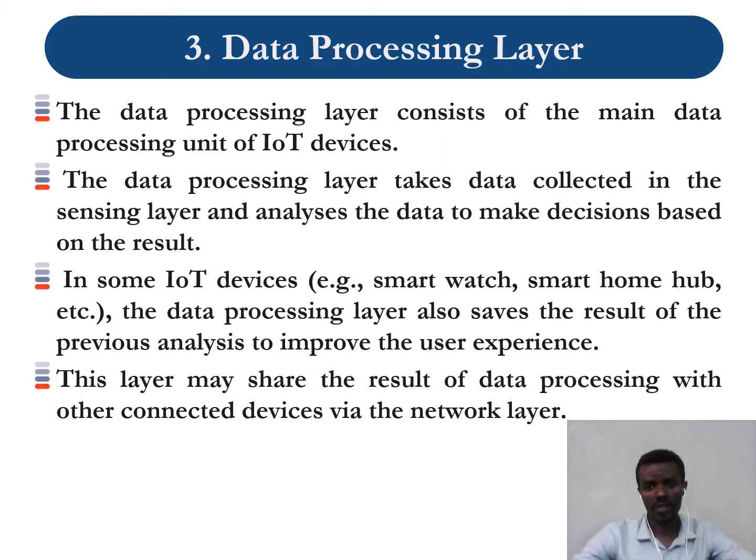In some IoT devices, for example, a smartwatch or a smart home hub, these are the data processing layer. The data processing layer can perform processing and give a decision. For example, it decides for what purpose this type of data is coming. So this layer may share the result of the data processing with other connected devices via the network layer. You see, it can accept, and then again if it is necessary, it is used to share this result back to the network layer.